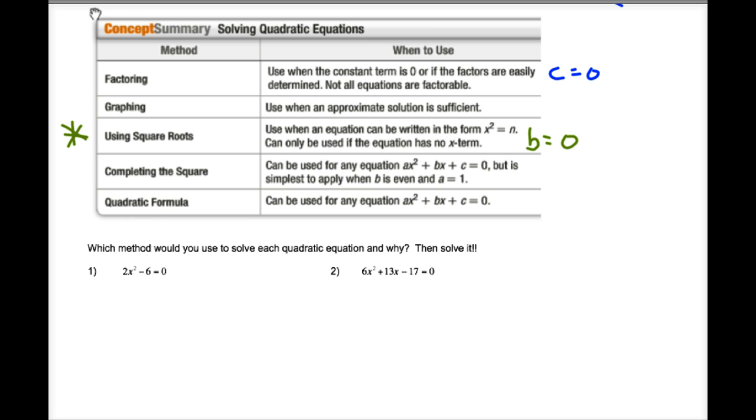Because you have to take half of b. Taking half of even numbers is pretty simple. It gives you a whole number instead of a fraction. Correctamundo. And then the end-all, be-all is the quadratic formula.